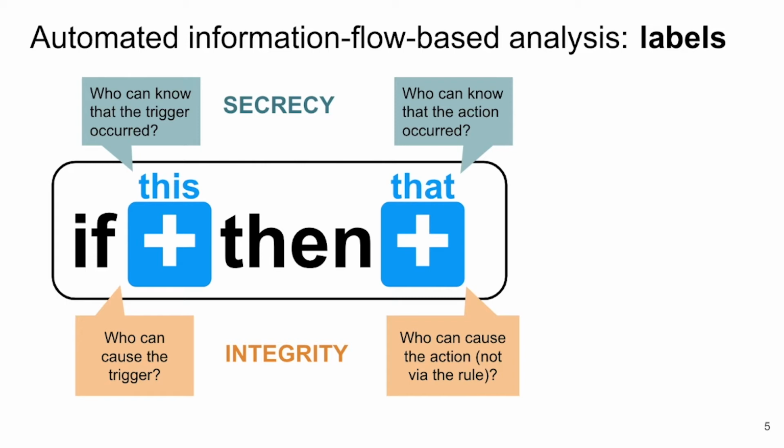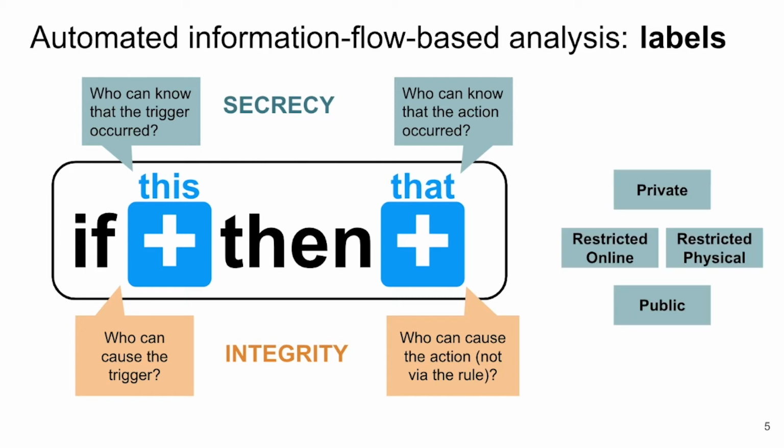In terms of secrecy, possible labels include private, public, restricted physical, and restricted online. Private and public are relatively self-explanatory. Restricted online is used for actions and triggers that can be observed by online groups, such as all of my Facebook friends. Restricted physical is used for actions or triggers that can be observed by people in a particular physical space, such as people in or near my home who could usually see when my living room lights come on.